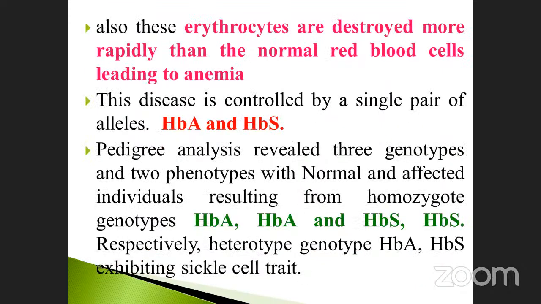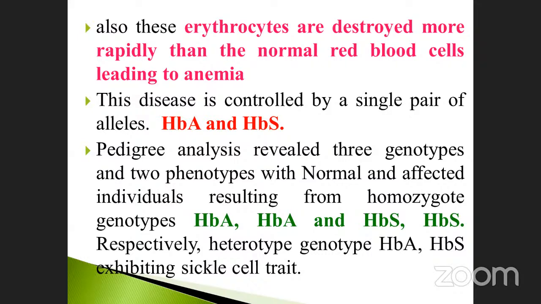All these erythrocytes are destroyed more rapidly than the normal red blood cells, leading to anemia. This is controlled by a single pair of alleles. Note it down, my dear students: hemoglobin A and hemoglobin S. This question has been asked many times. The sickle cell anemia disease is controlled by alleles called which one of the following? HbA, HbS, AS, Hb: hemoglobin A, hemoglobin S.